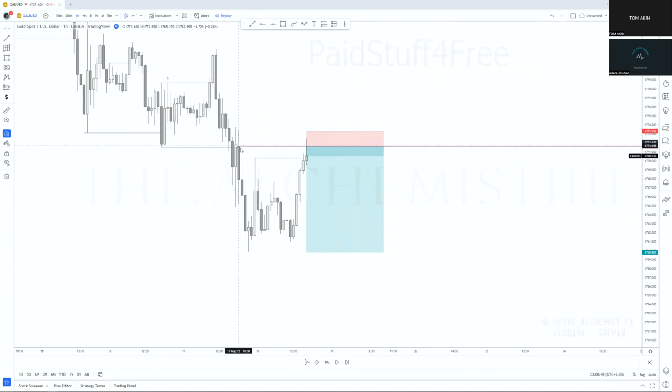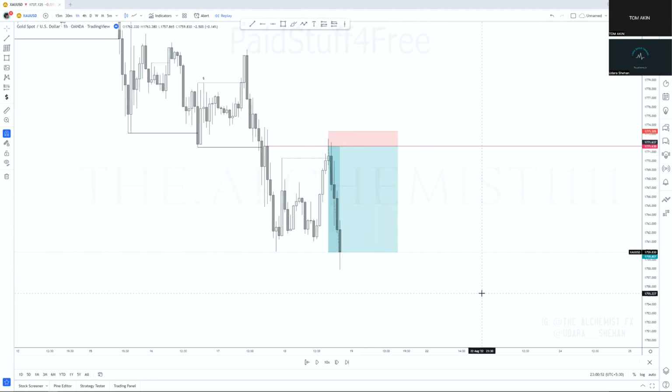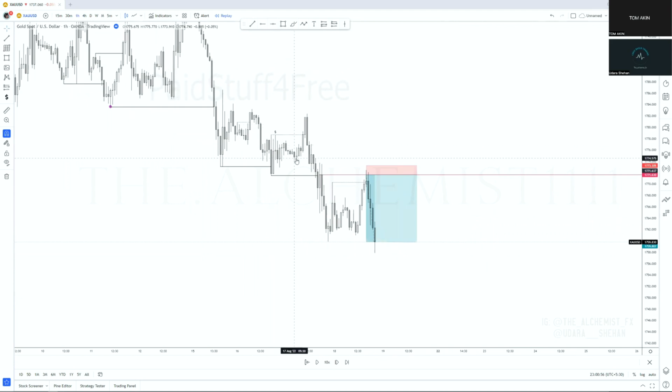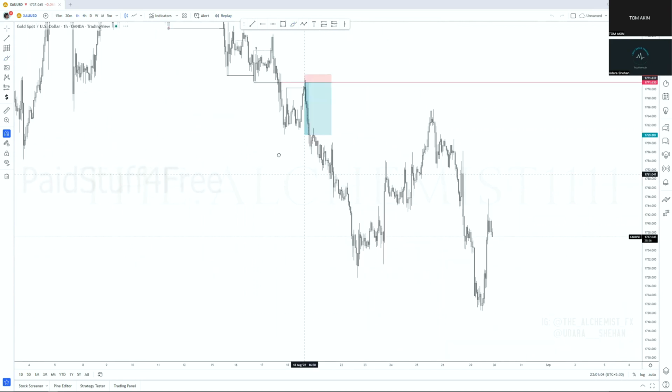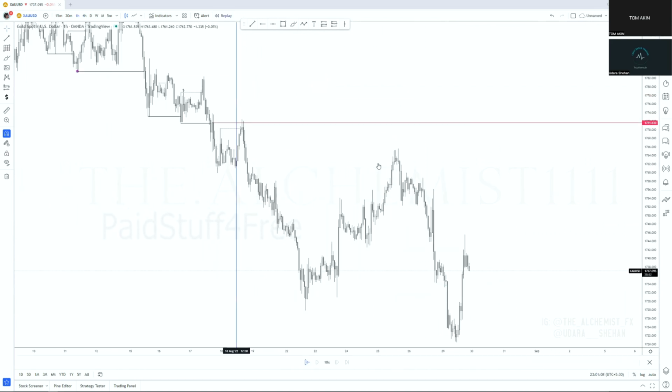Okay, liquidity taken, daily point of interest, and another drop. See that? Same exact setup. Stop hunt, breakout structure, liquidity, time, high time frame point of interest, and time. Okay, so look at the drop. Look at the drop. You can see that, right? Now look at this one, to show you.